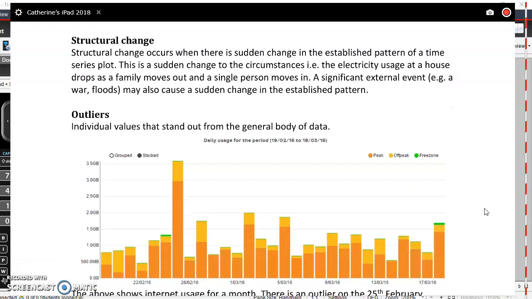Now, structural change is when there's a sudden change in what's happening. These can be fairly extreme events, or they could be some kind of change in circumstances. So if you go from a family of 5 living in a house to just one person living in the house, there's going to be a significant change in the amount of electricity and data being used in that house.